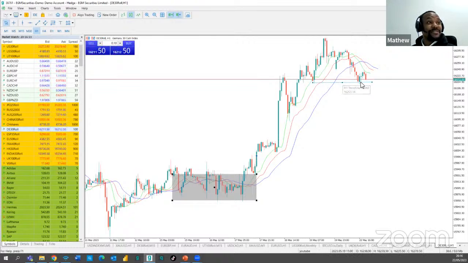Okay, again, this is just for education content. It's not an advice for you to enter a trade. Make sure you test these strategies and understand how they work. And just as simple as that, that is how to use the alligator on your charts.